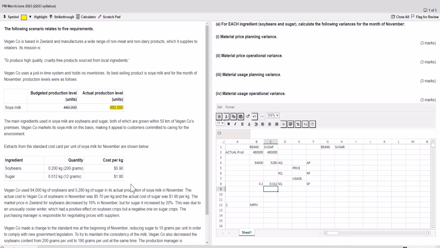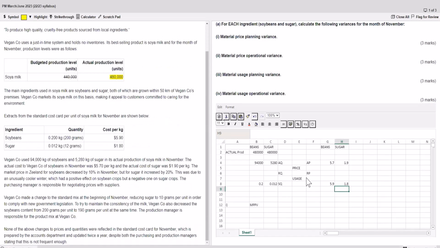Then we've got our actual prices, and they've told us that in November $5.70 was paid for the soybeans and $1.90 was paid for the sugar. So we've got 570 and 190. The standard prices are here, which were 590 and 180. It's about picking up the information quickly and easily, all right? Now, we will need to read through the scenario a little bit later when we're doing part B, which was the written section. So we will come back and check these bits, but basically to do the calculations, it's quick and easy.